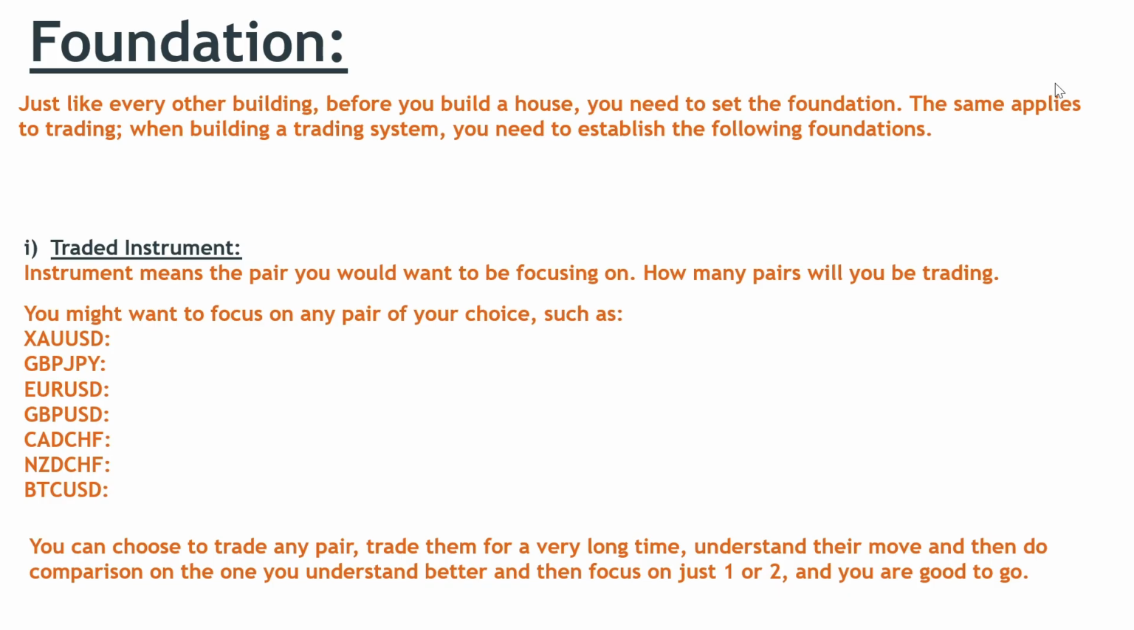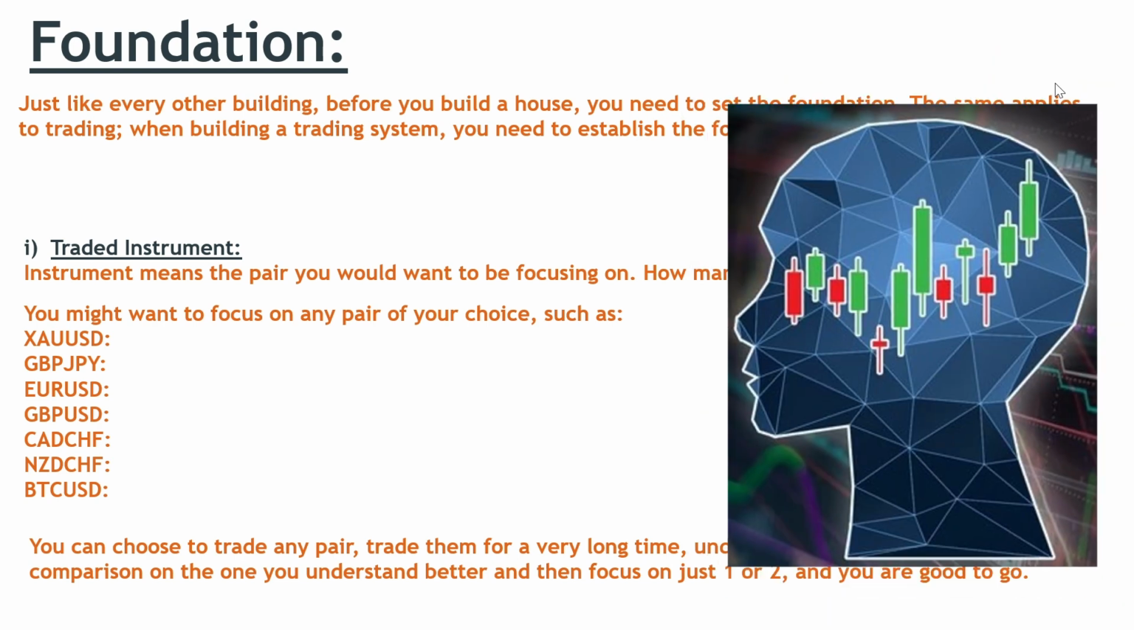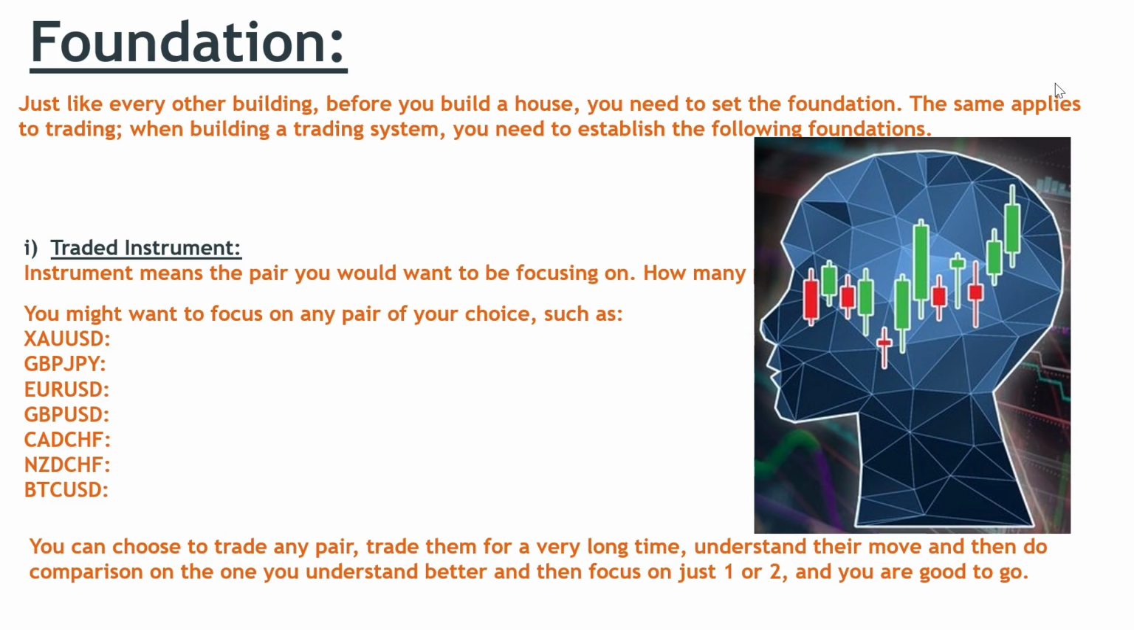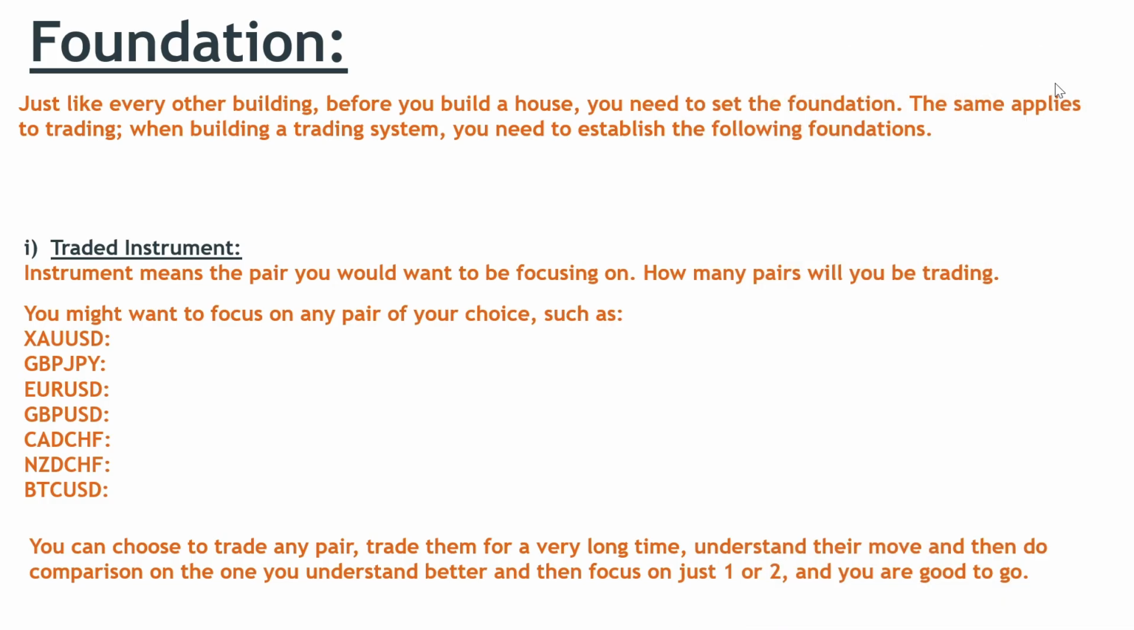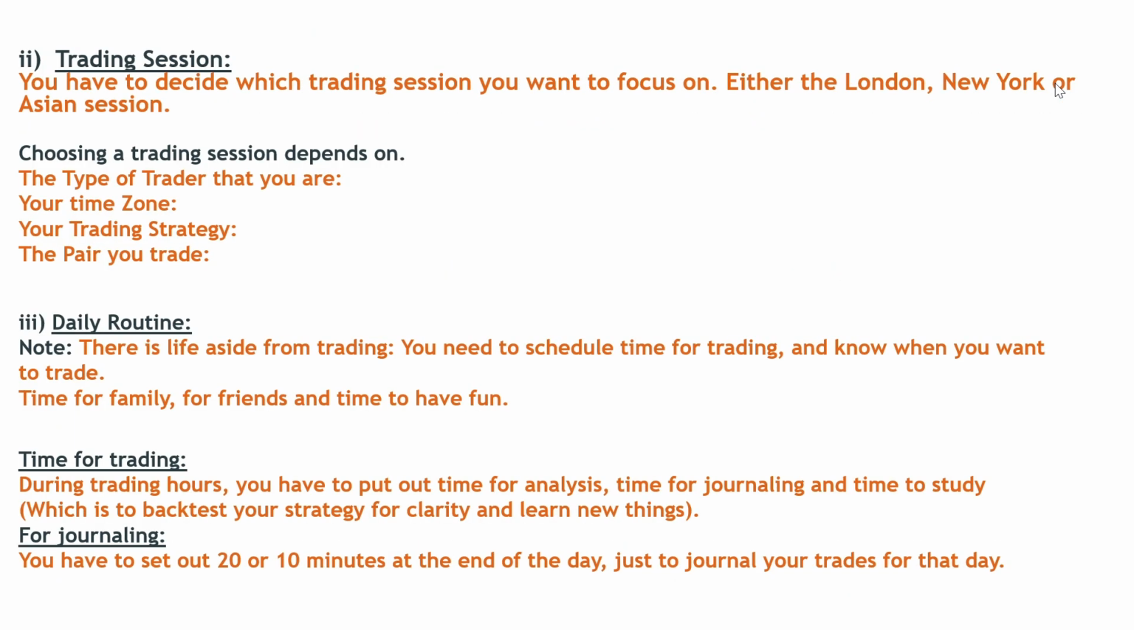And you might want to focus on any pair of your choice, such as XAU/USD. You should know all these pairs already if you've gone through the beginner phase: XAU/USD, GBP/JPY, EUR/USD, GBP/USD, USD/CAD, USD/CHF, NZD/USD, and BTC/USD, and more of them. You can choose to trade any pair, trade them for a very long time, understand their moves, and then you do a comparison on the ones you understand better, and then focus on just one or two, and you are good to go. Remember, technical analysis is based on you having a mental picture of how the market reacts, and you have to repeat that same mental picture over and over again. That gives you an edge over the market.